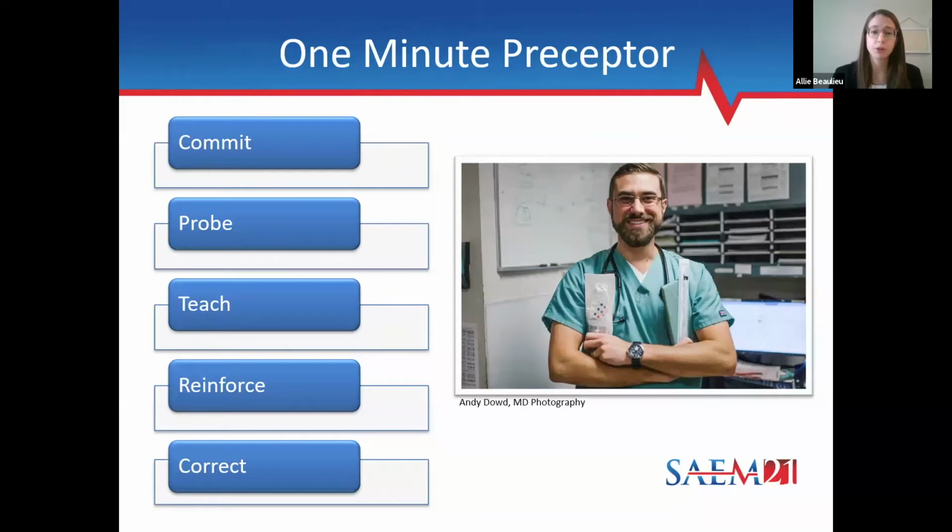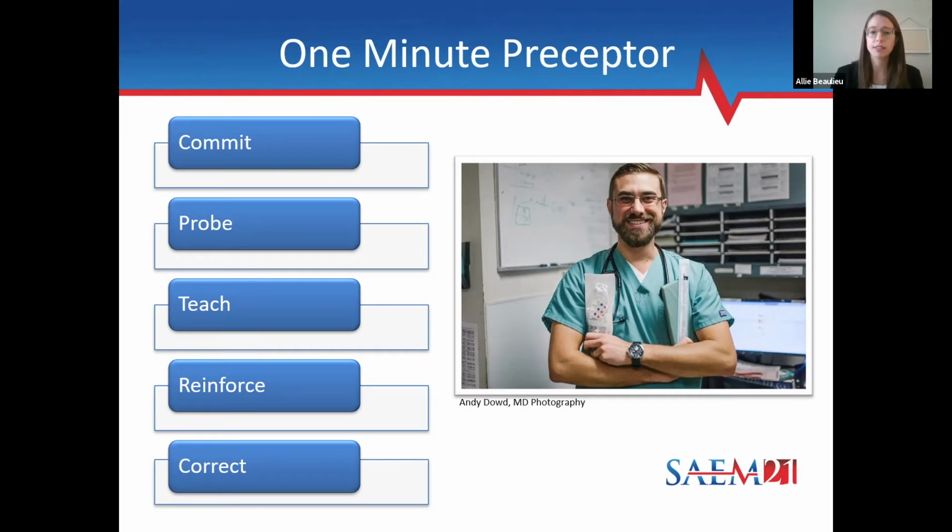The next step is to probe for supporting evidence. What do you think? Why do you think this patient requires admission? What evidence can you use to support this? And after assessing how much they know, teach a general principle. If the case is related to chest pain, consider utilizing the heart score, explaining how we use clinical decision tools. And then your next steps are going to be to reinforce what was done well and correct for any mistakes.